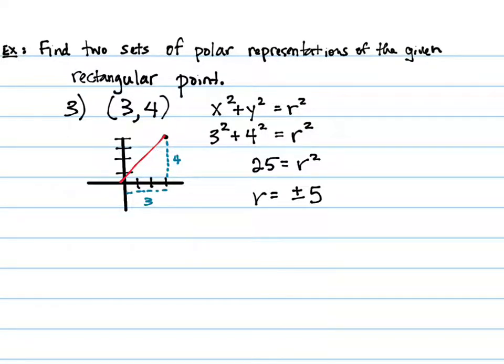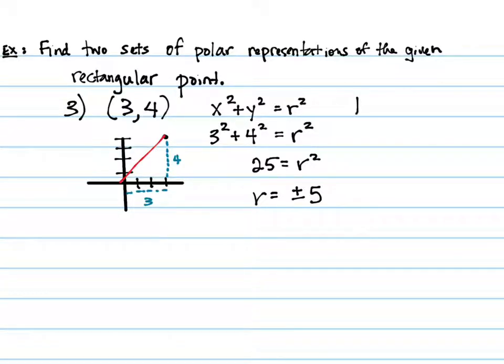Now, you might say, well, but we're talking about distance, shouldn't it just be positive 5? So it could be, but remember, we're trying to find multiple representations, right? 2 representations specifically for this anyway. So one of them we could go with 5, and the other one we could go with negative 5. That's one way we could do it. Certainly not the only way, but it would be an option. So I could take a look at those values for r.